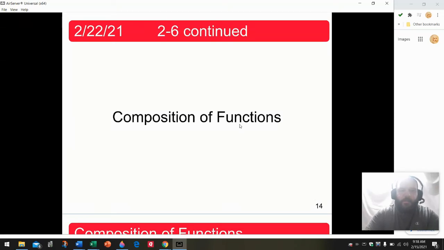Hello, everybody. So today we're going to continue our discussion in Chapter 2, Section 6. And in the previous video, we talked about how we combine functions together, and I showed you how to add, subtract, multiply, or divide functions. Today's video is going to cover how to compose functions together.